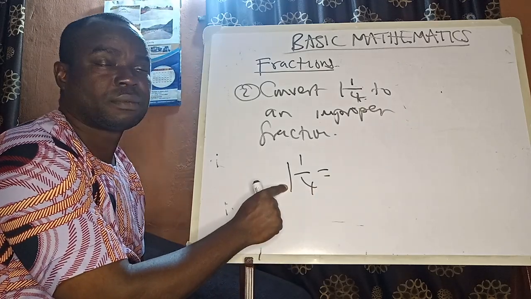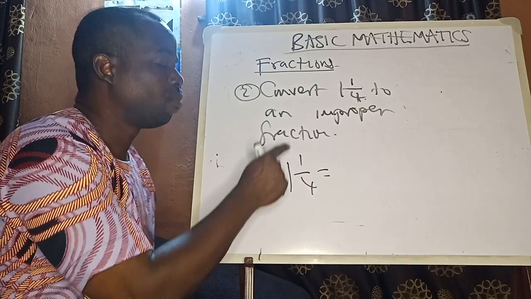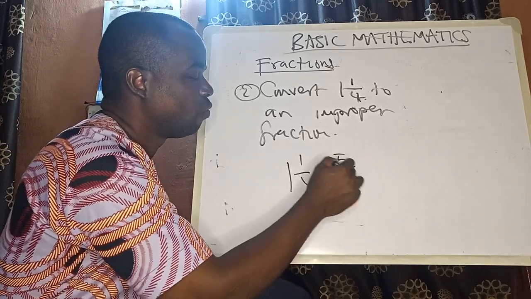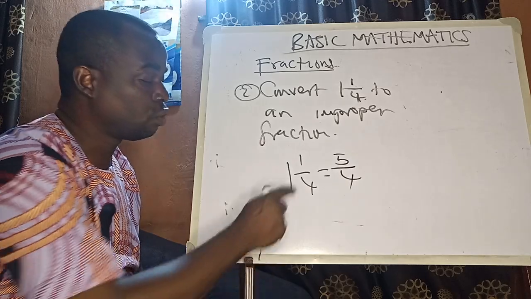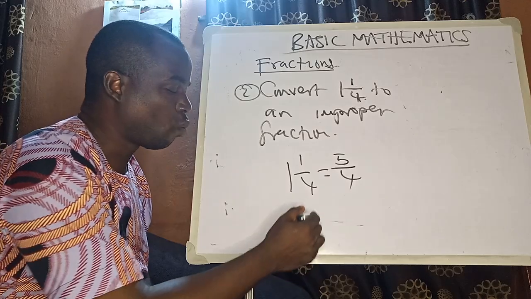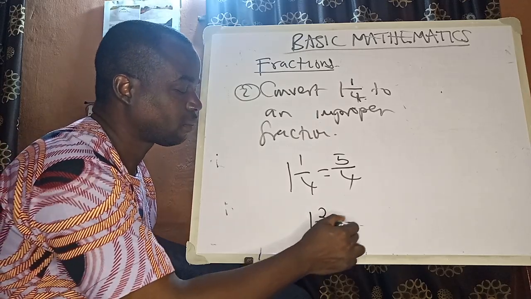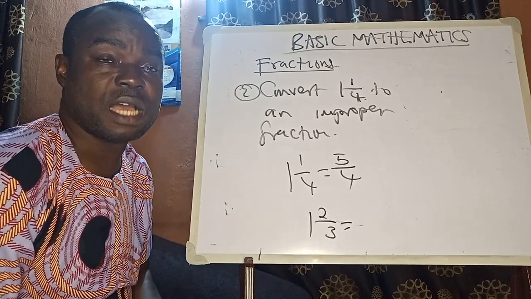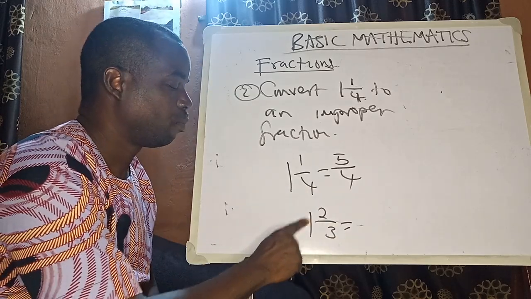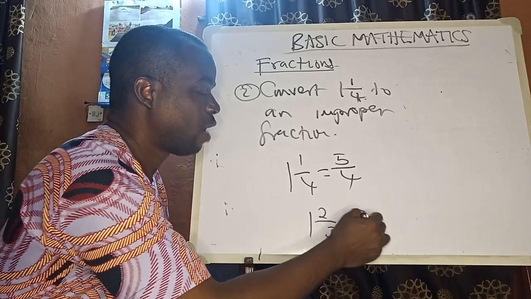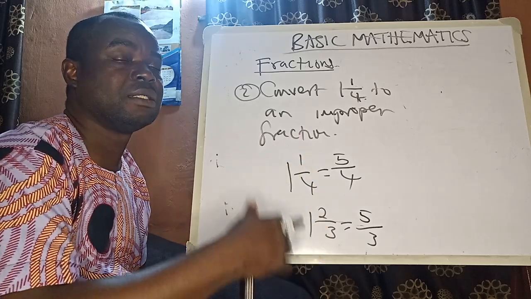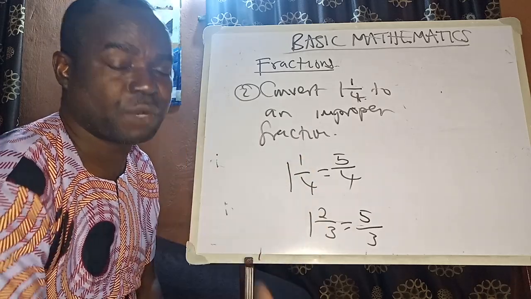4 times 1 is what? 4. Plus 1, 5. That's all. So the answer is 5/4. So we must use this to multiply this, then plus this, and you get your answer. So if it's something like 1 whole number 2/3, and you want to change it to an improper fraction, what do you do? 3 times 1 is 3. Plus 2 will give us 5/3. So take note, that's how to convert a mixed fraction to an improper fraction.